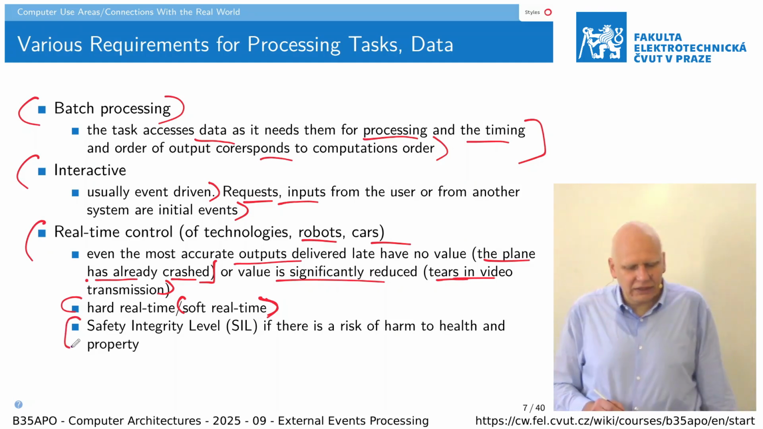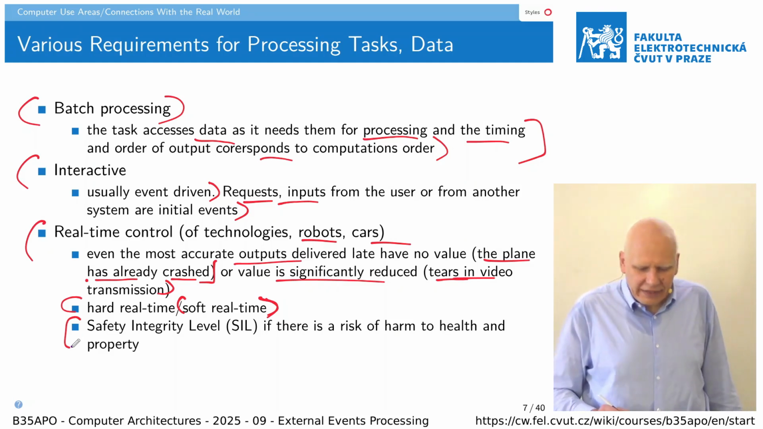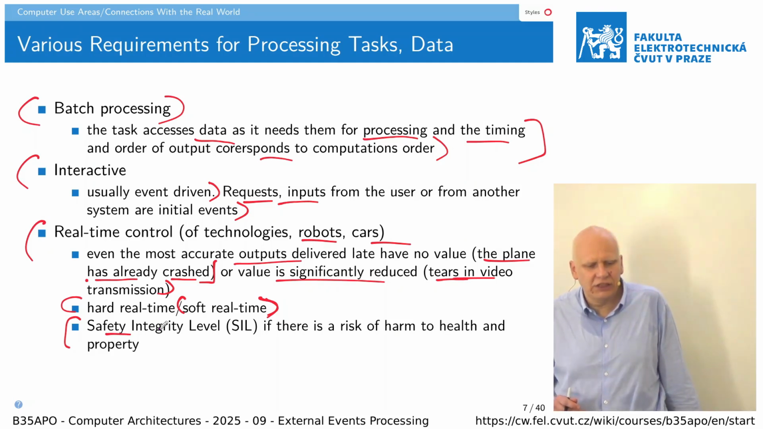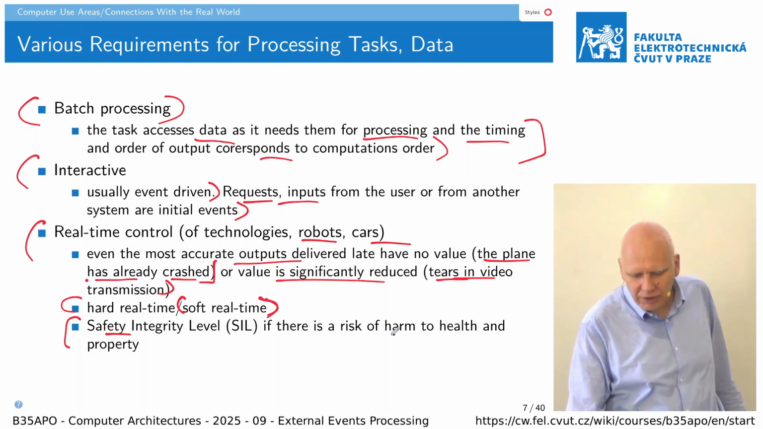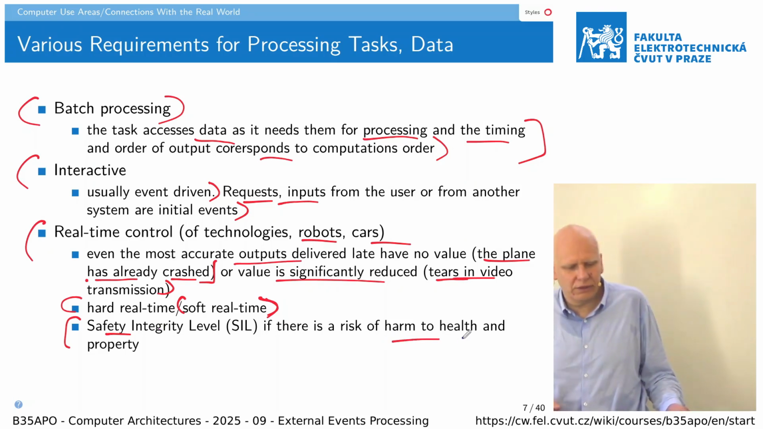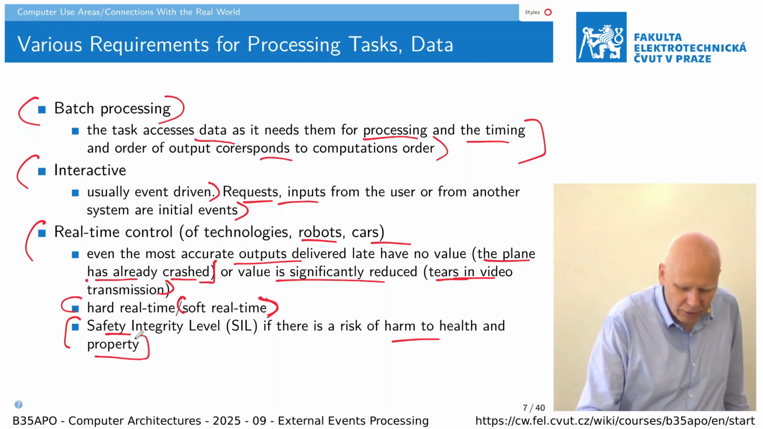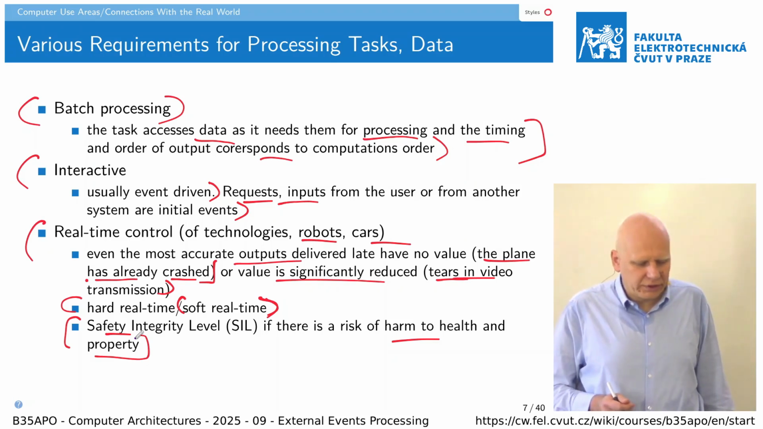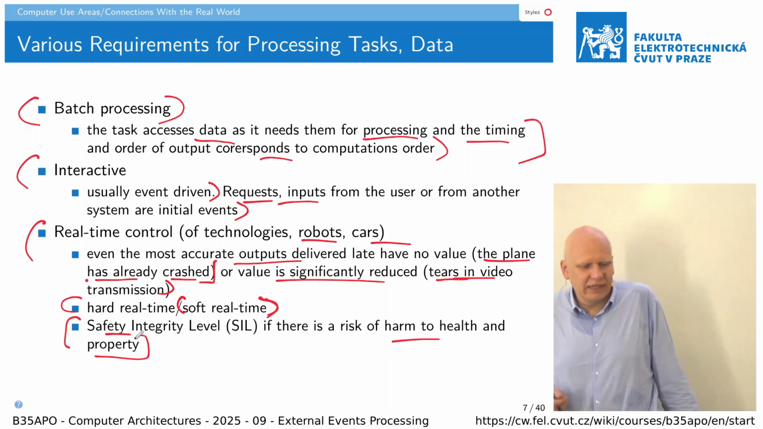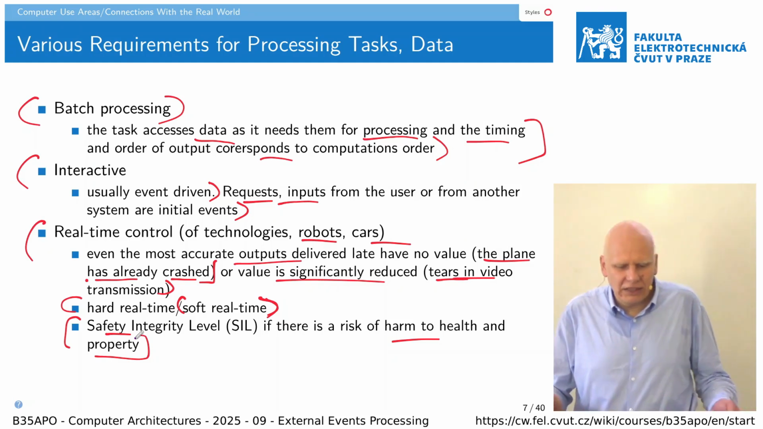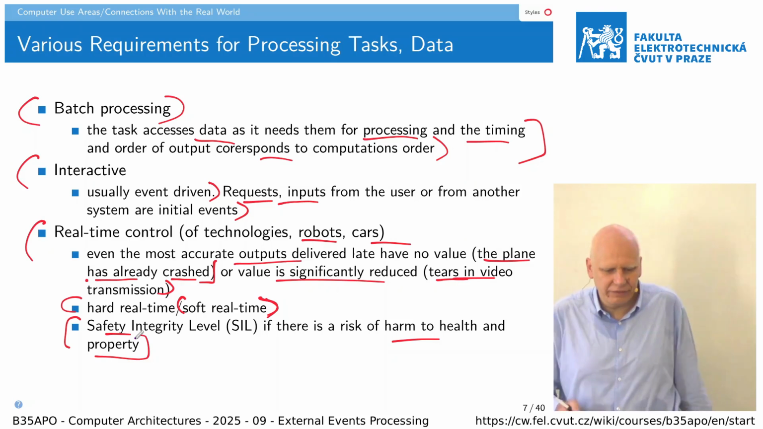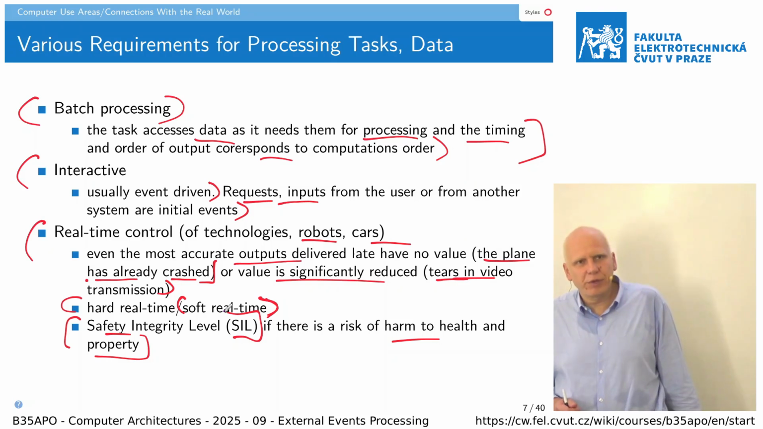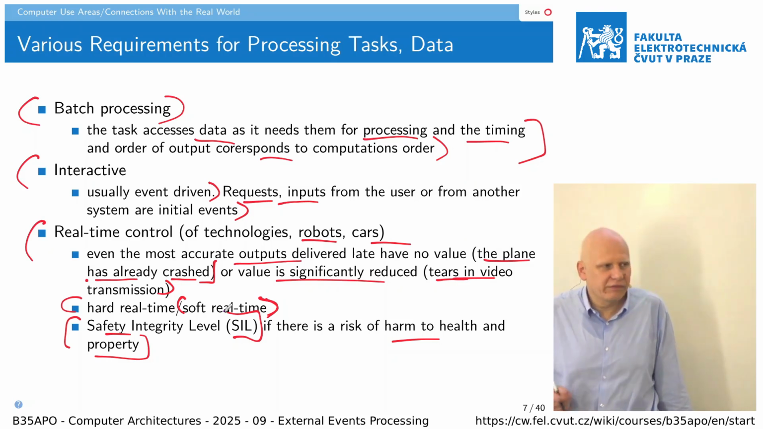Those hard real-time applications are then classified, for example, by safety integrity level classification. If there is a risk of harm to a human, to health, or some property, animals, and so on. So at the moment when the system, for example, controls a nuclear plant, then its ability to endanger the whole country is very high, and for such a reason and such a system, you need to ensure that the probability of a system failure is very, very low.